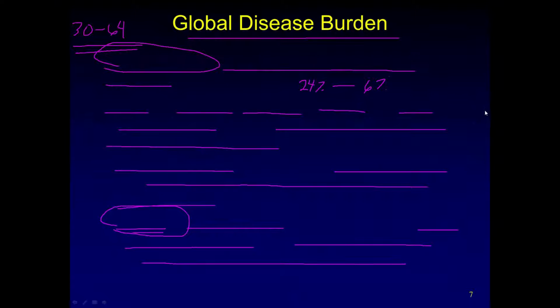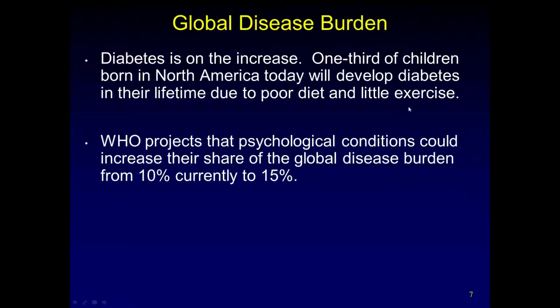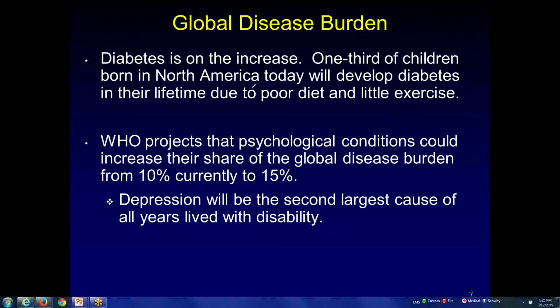Global disease burden. Let's talk a little bit more about how things are changing. Okay, so diabetes is on the increase. I mentioned that one. One third of children in North America born today will develop diabetes in their lifetime due to poor diet and little exercise. That comes with being developed, right? North America is a generally developed area.